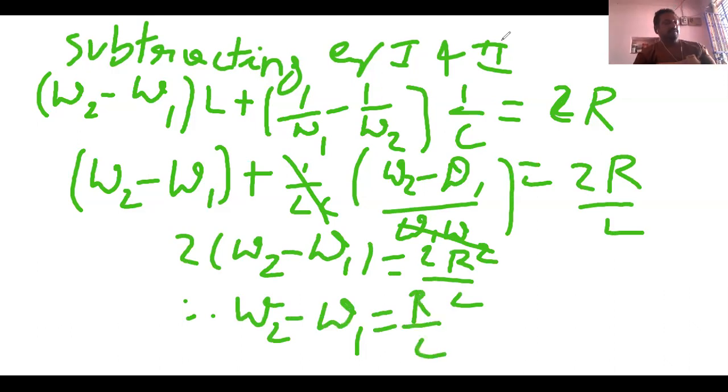So this is one of the equations we will get. Here ω2 − ω1 = R/L. What is this ω2 − ω1? It should be equal to the bandwidth. Up to right now, everyone understood that the bandwidth value is R/L. So next we need this.